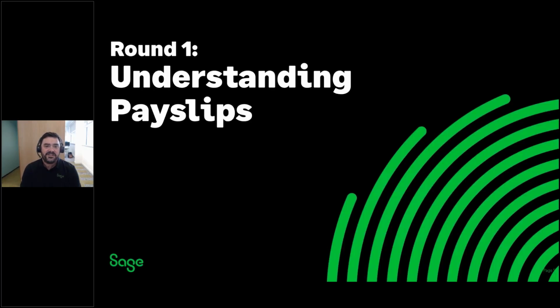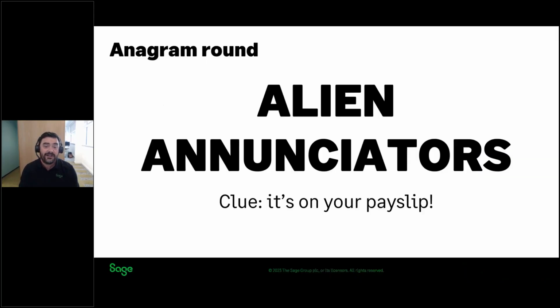So those are your 5 questions for round 1. We're going to go through the answers and we're going to share the polling results so you can see how you did. But as promised, we do have an anagram for each round. So your anagram for this round, and we'll be telling you the answer at the end of the answers to those first 5 questions, is alien enunciators. Alien enunciators, and the clue to that anagram is it's on your payslip. So what could alien enunciators be? You'll find out in a few minutes' time.